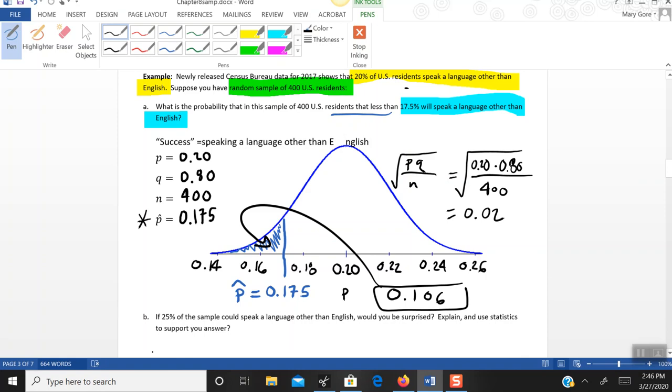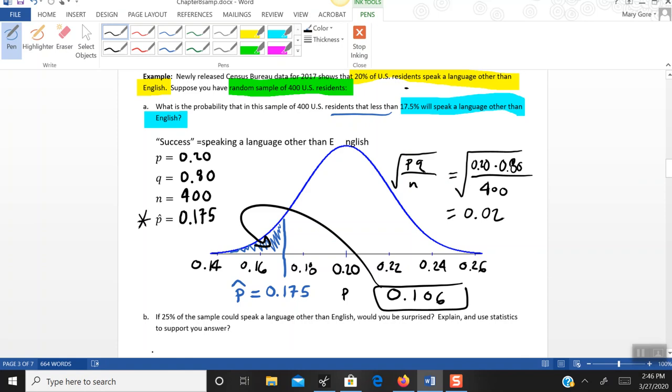I do realize now I have a part B. Let's address that before I close out this video. And I love to address this. It's a rather easy one to address because we have this model above. It says here, if 25% of a sample of 400 could speak a language other than English, would you be surprised? Explain, maybe use some statistics or statistical reasoning to support your answer.